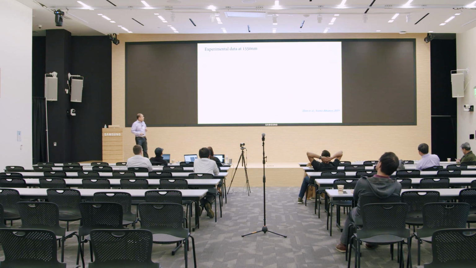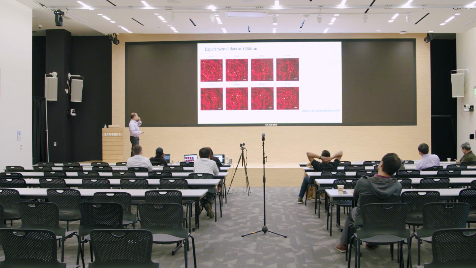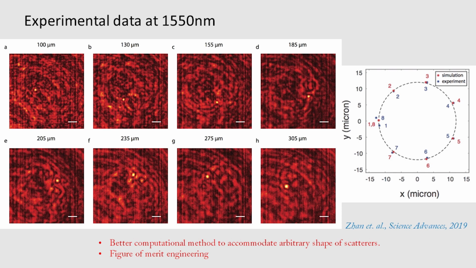We used that, and we did this experiment at 1550 nanometer. We did get these bright spots that are changing, and if you track this bright spot and place it on a circle, you can see they match pretty well with the theory. Whatever we expect from the theory, we can actually get experimentally as well.